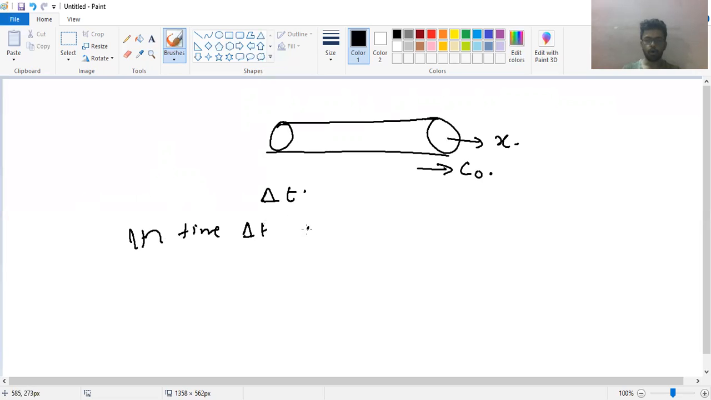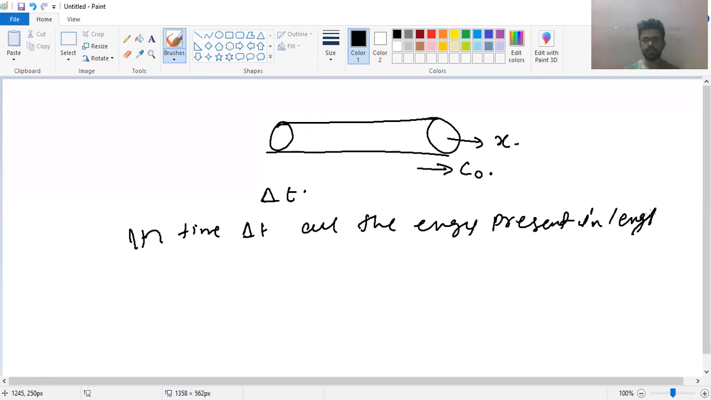All the energy present in the length c naught into delta t. What is c naught into delta t? Speed into time. What is speed into time? Distance. Distance is equal to speed into time.